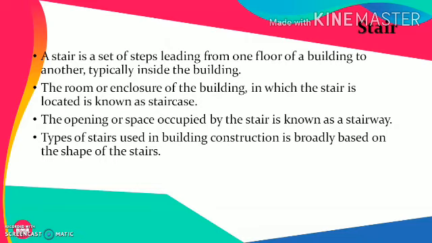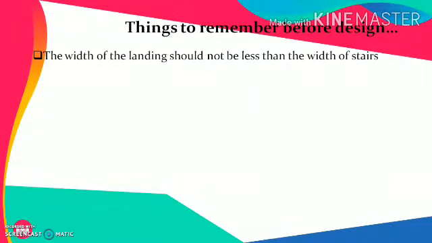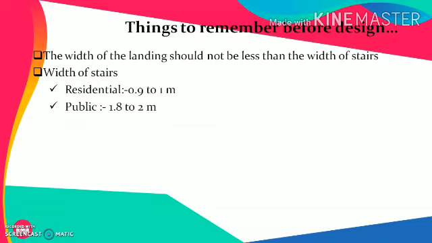The types of stairs used in building constructions are broadly based on the shape of the stairs. The stairs can be straight stairs, turning stairs, continuous stairs, and so on. Please remember following things while designing. The width of the landing should not be less than the width of a stair. The width of a stair for a residential building should be around 0.9 to 1 meter, while in case of public building, it should be 1.8 to 2 meter. It can be more than that, but it should not be less than these specified dimensions.